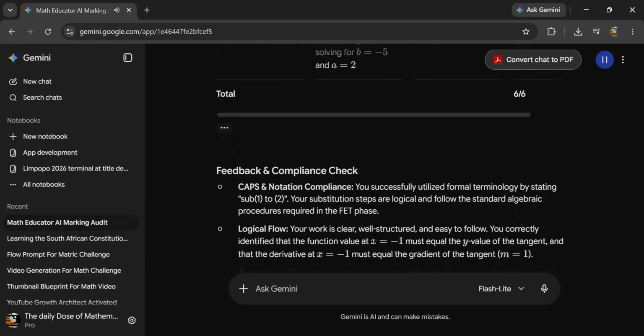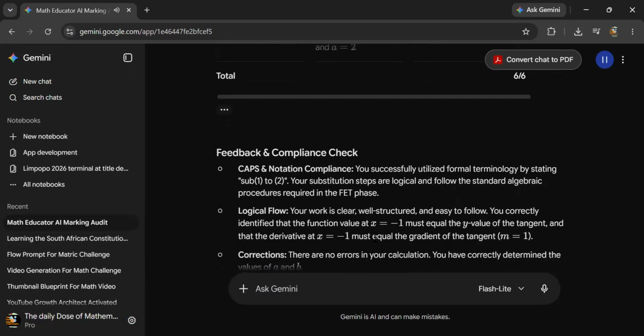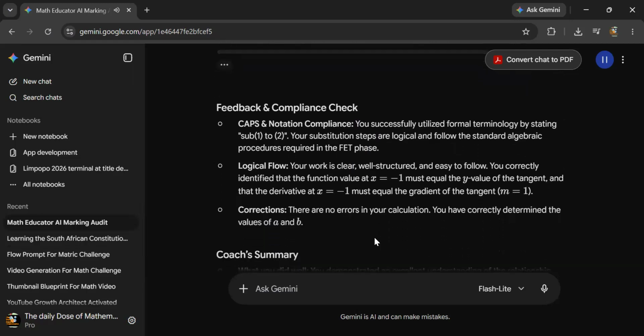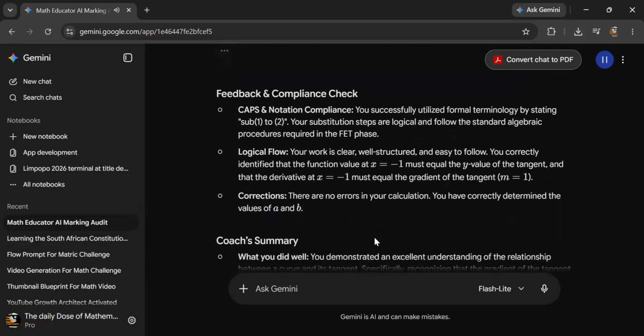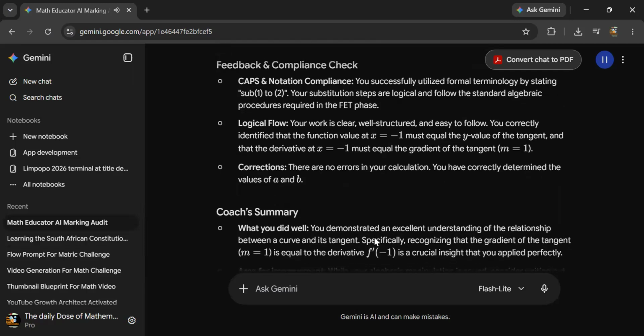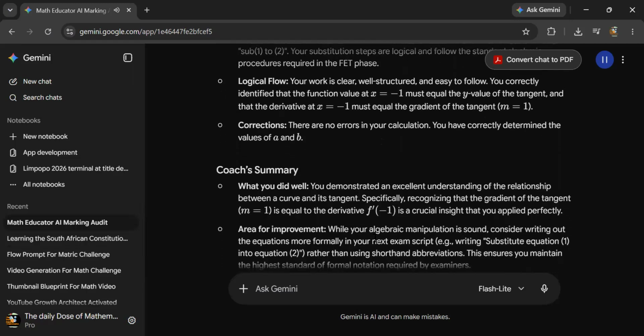Feedback and compliance check. CAPS and notation compliance. You successfully utilized formal terminology by stating substitution. Your substitution steps are logical and follow the standard algebraic procedures required in the FET phase. Logical flow. Your work is clear, well-structured, and easy to follow. You correctly identified that the function value at x equals -1 must equal the y value of the tangent, and that the derivative at x equals -1 must equal the gradient of the tangent, m equals 1. Corrections. There are no errors in your calculation. You have correctly determined the values of a and b.